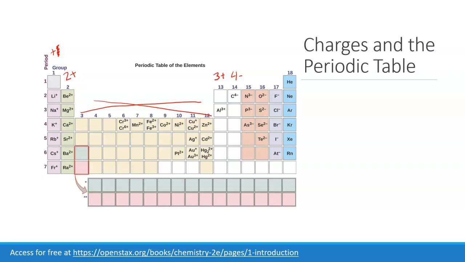And then afterwards, it becomes easier to gain electrons because we're getting closer to that fully filled outer shell. And so the next column will typically be a 3- charge, and then a 2-, and then a 1-, which is typically represented as just a negative charge. And then that last column, they prefer to be neutral. They already have fully filled electron arrangements, and so those tend to have a 0 charge or neutral atoms.